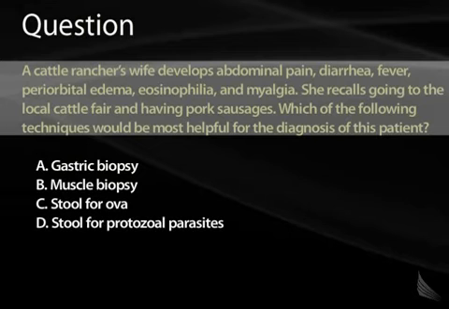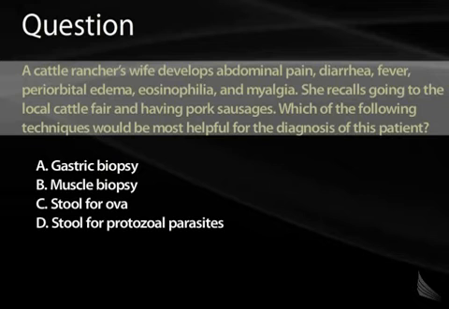She recalls going to the local cattle fair and having pork sausages. Which of the following techniques would be most helpful for the diagnosis of this patient? So this one, we're thinking of somebody who's been out and has had an exposure to pork sausages. We have to assume they're undercooked. The eosinophilia tells us they have a parasitic or helminthic infection. And so we think about undercooked pork, you think about Trichinella.